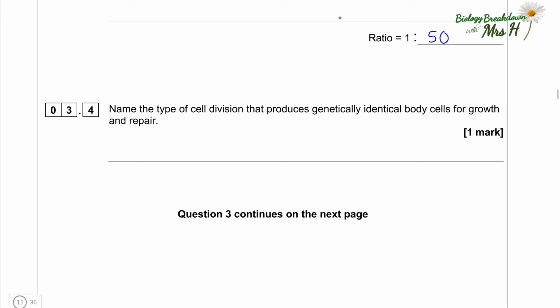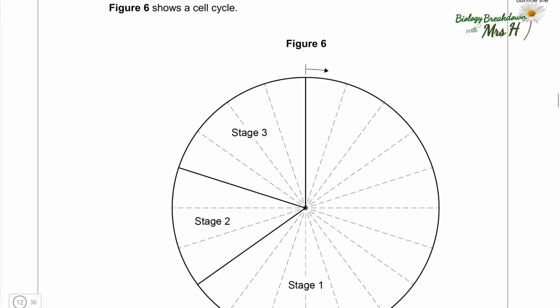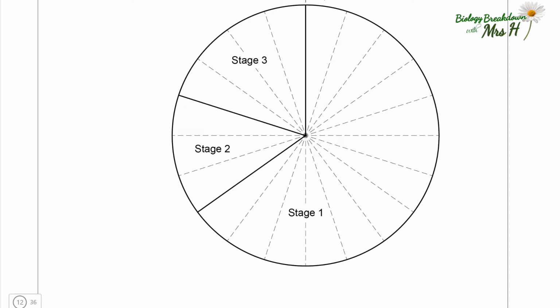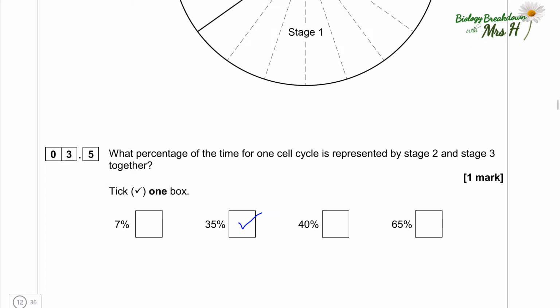Name the type of cell division that produces genetically identical body cells for growth and repair. Mitosis. Figure 6 shows a cell cycle. So we've got stage 1, stage 2, stage 3. What percentage of the time for one cell cycle is represented by stage 2 and stage 3 together? So if you add up the segments in stage 2 and 3, that comes to 7, and in total there are 20 segments in that whole circle. So we just do 7 divided by 20, that gives 35%, and that's our answer.